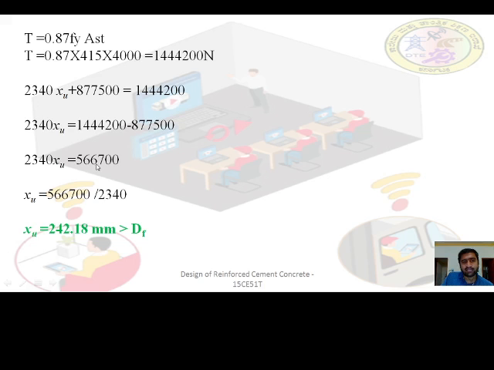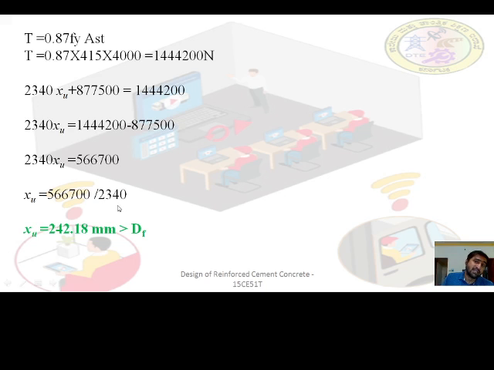So 566,700, this value you will get. This will go to the denominator. So XU is equal to this. If I solve this, I will get XU as 242.18 millimeter.